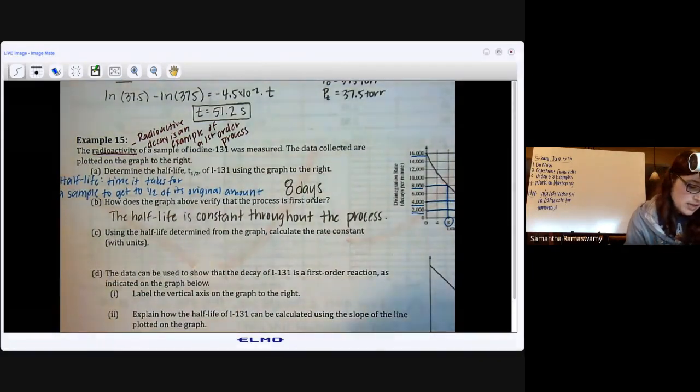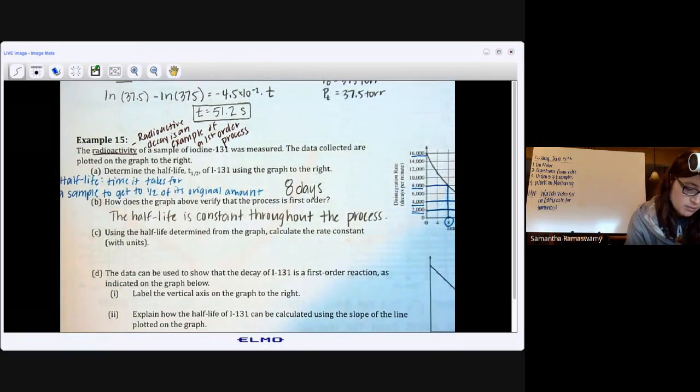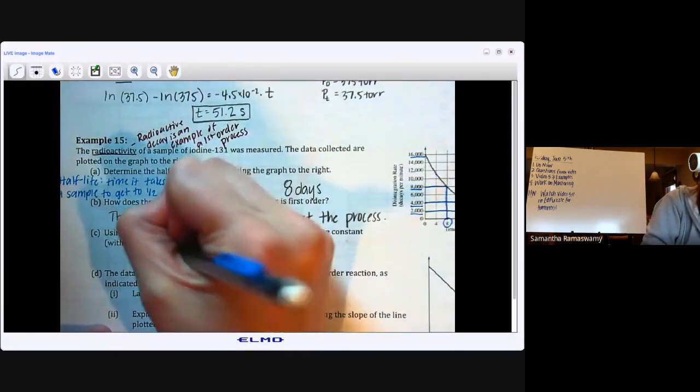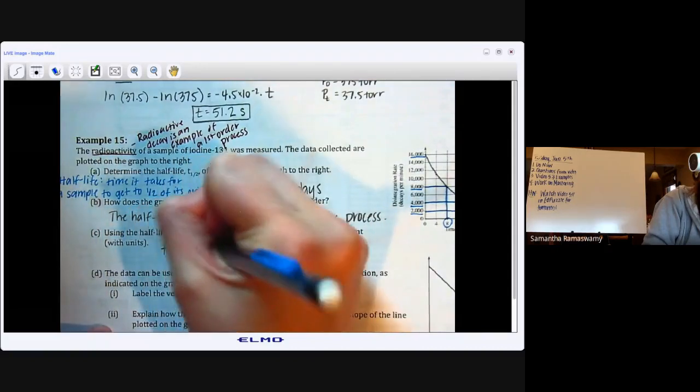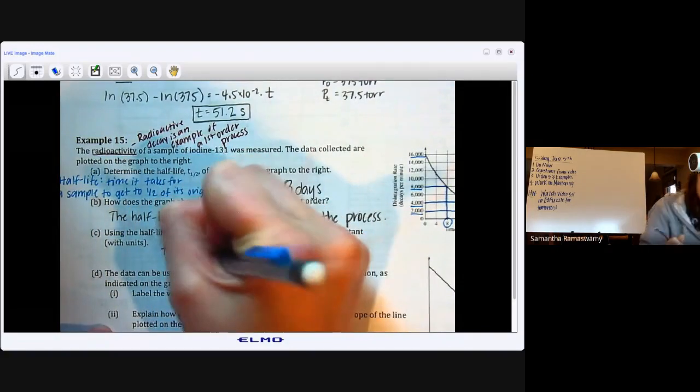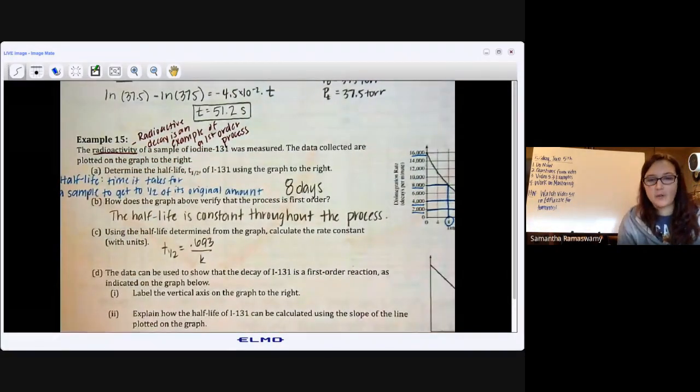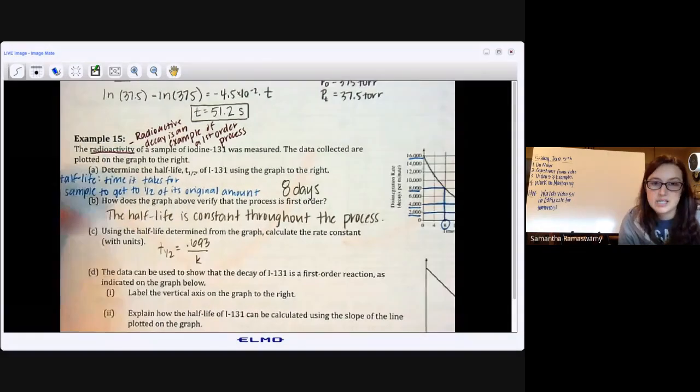Then part C, using the half-life from the graph, calculate the rate constant with units. So the equation for half-life is T1/2 equals 0.693 over K. That's the equation. That's from the equation sheet. It's first order. We know one of two ways. It's radioactive decay, that's first order.